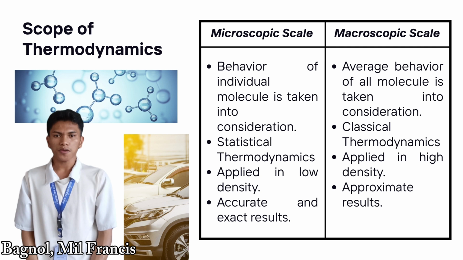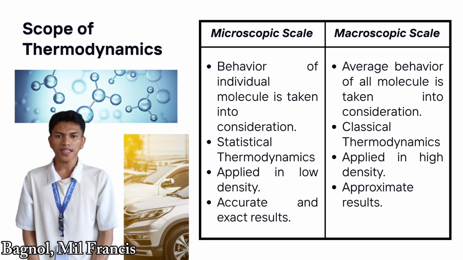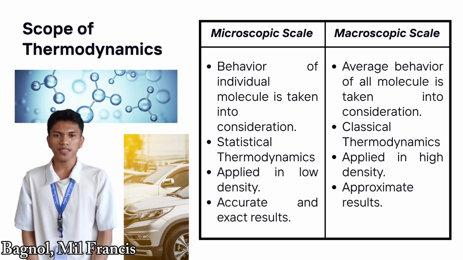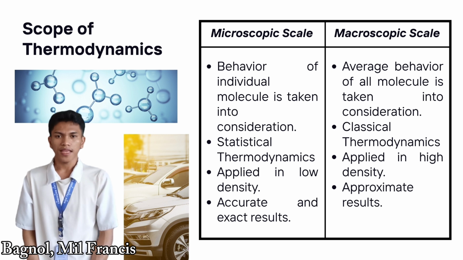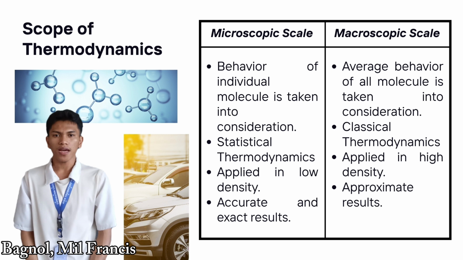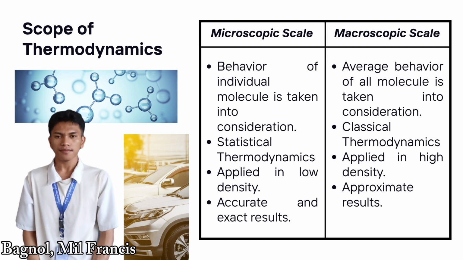Microscopic approach is also called statistical thermodynamics because here we have lots of data and statistics to deal with. And the macroscopic approach in thermodynamics is also called classical thermodynamics, where it relies on observable properties like temperature, pressure, and volume to define system behavior. A microscopic approach is applied whenever the density is low. In the macroscopic approach, we apply whenever the density is high, or when we have a huge number of molecules.